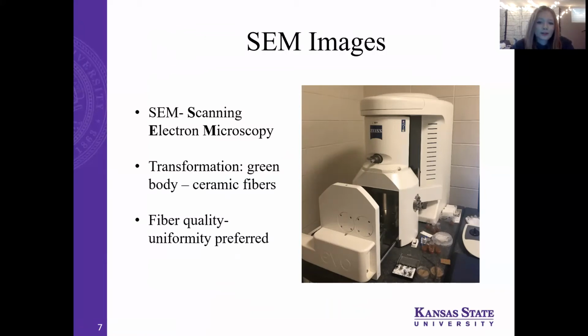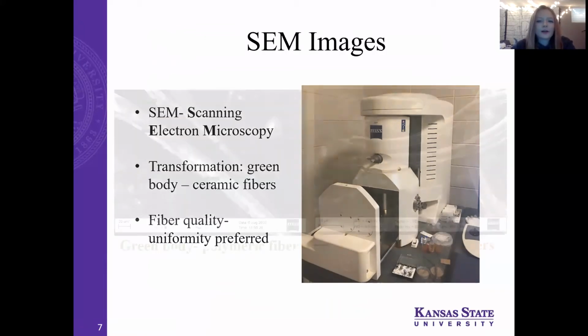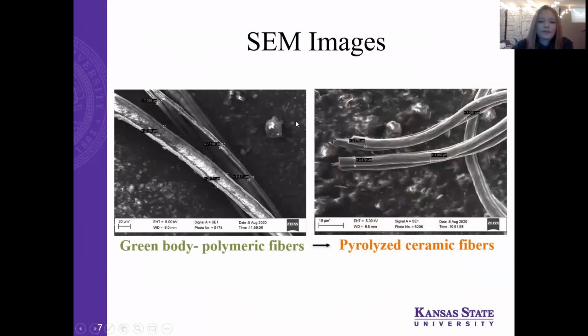So we're also looking for that fiber quality. As an example, these are pictures prior to pyrolysis and after pyrolysis for one of my samples. On the left here, I have the green body polymeric fiber, and then on the right here, I have the pyrolyzed ceramic fiber, the same fiber. As you can see, this is a good example of this transformation.